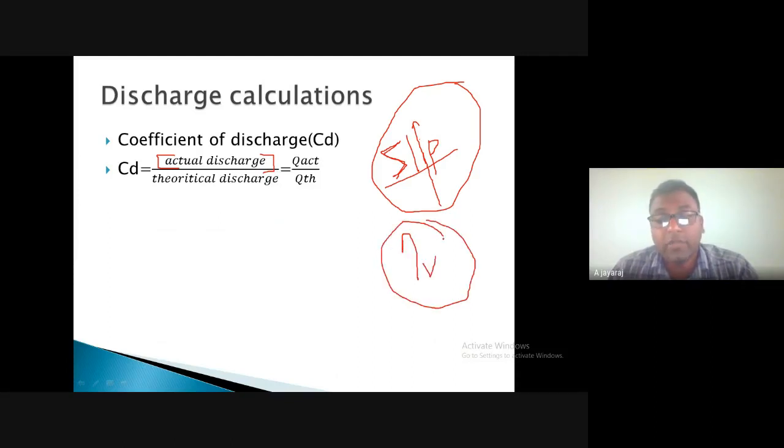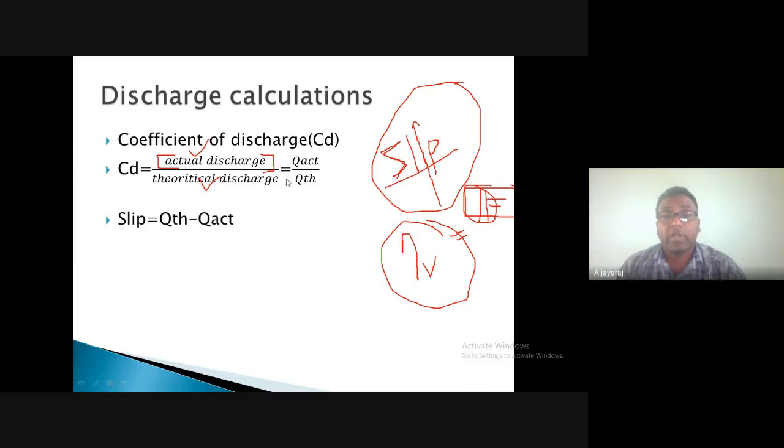The volumetric efficiency of reciprocating pumps is even higher, in the range of 98 to 99 percent. So there are losses wherein the cylinder will not be completely filled with the fluid during the suction stroke. All this leads to the difference between the actual discharge and the theoretical discharge. The ratio of actual discharge to theoretical discharge is called the coefficient of discharge.